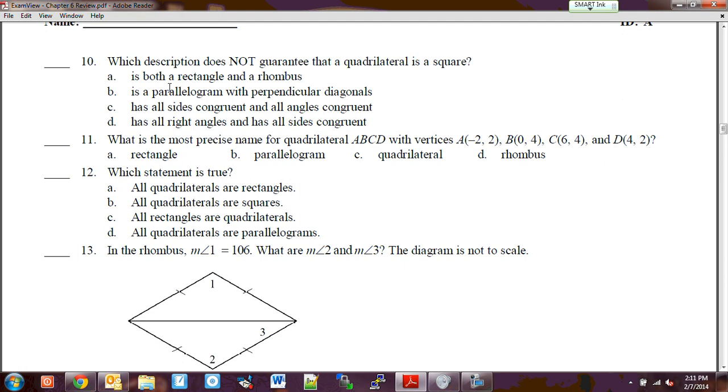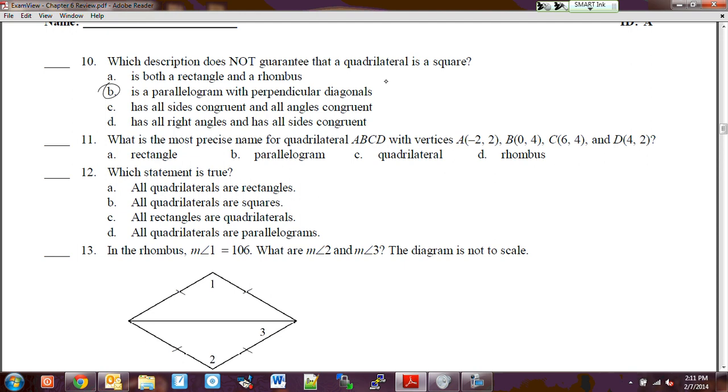Let's look at C. Has all sides congruent and all angles congruent? Well, if it's a quadrilateral with all angles congruent, that means they all have to be 90 degrees. And if all the sides are congruent, that means it has to be a square. So that's not the answer. And then the last one has all right angles and all sides congruent. Well, that's basically C stated over again. All right, so the answer for number 10 is letter B.